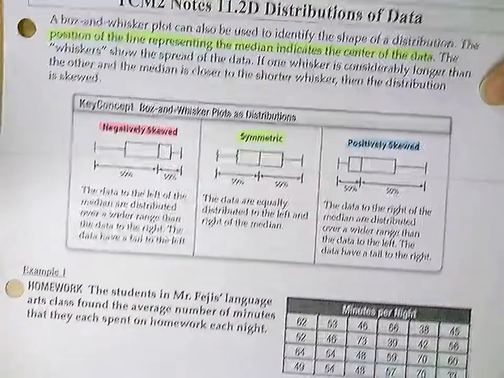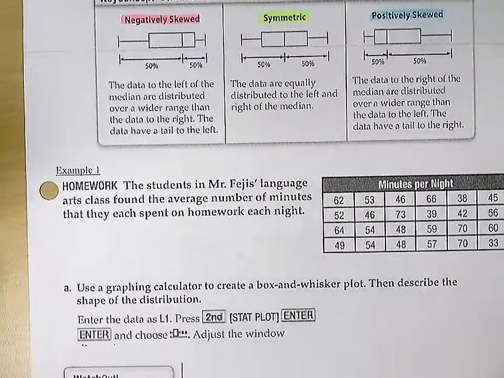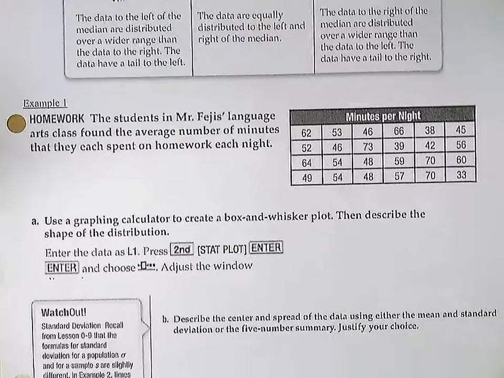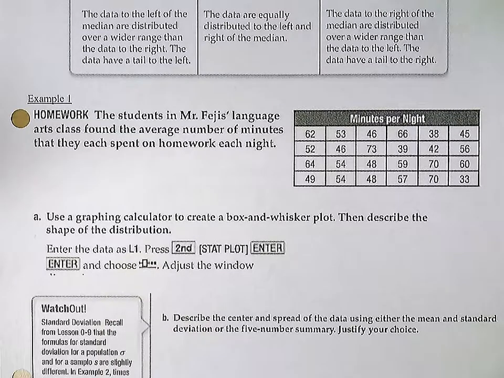For example 1, the students in Mr. Fiji's language arts class found the average number of minutes that they each spent on homework each night. We are going to use a graphing calculator to create a box and whisker plot, then describe the shape of the distribution. In letter A, I have everything laid out for you here. First we want to enter the data as L1.